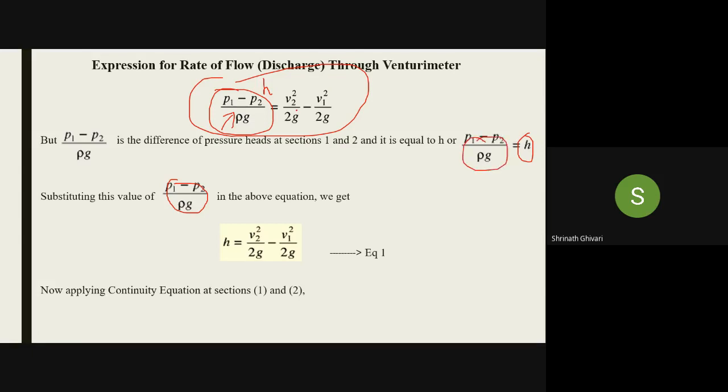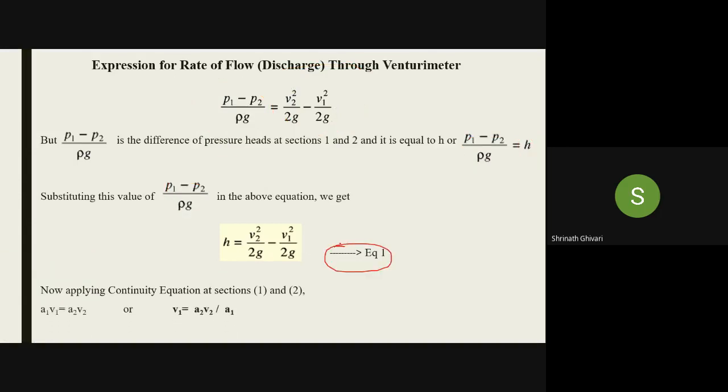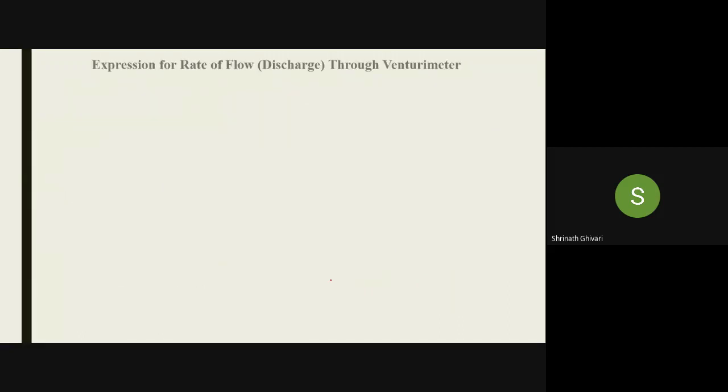Therefore, H equals V2 squared by 2g minus V1 squared by 2g. Do you agree? Then, in this equation, I'm going to substitute the value of V1, substituting V1 from equation 1. So what is the value of V1? A2 V2 divided by A1. As it is squared, it will be completely squared.